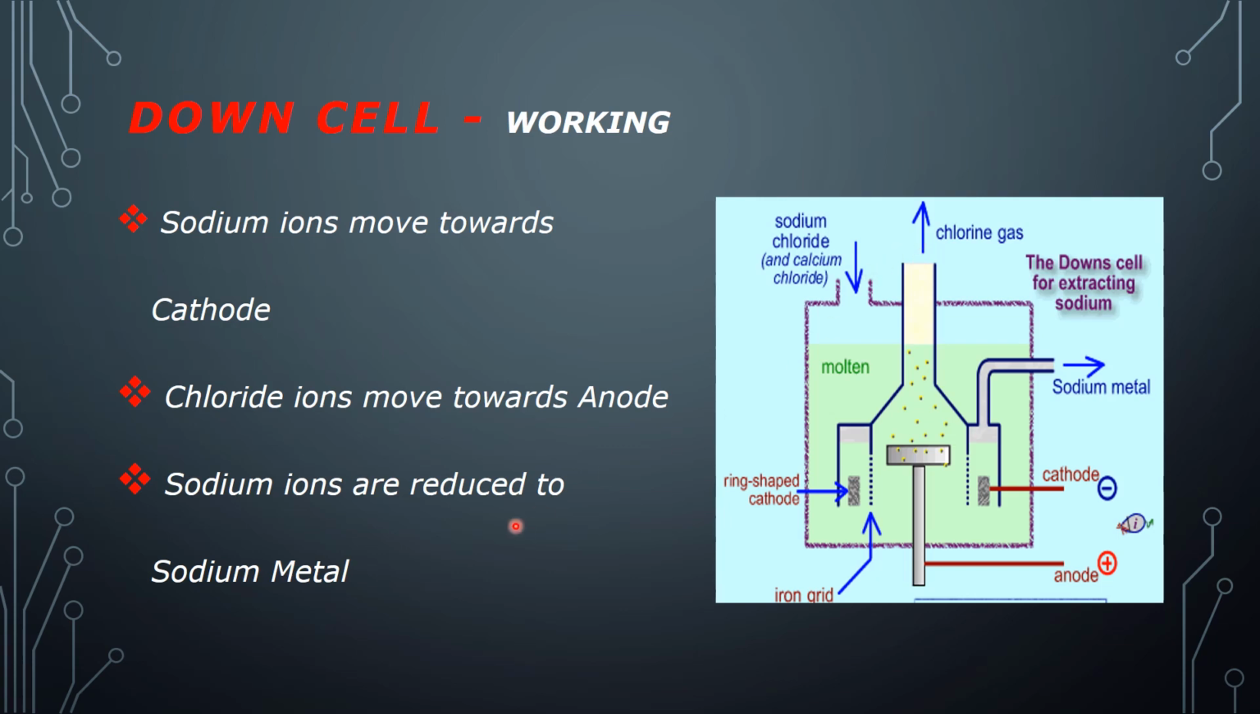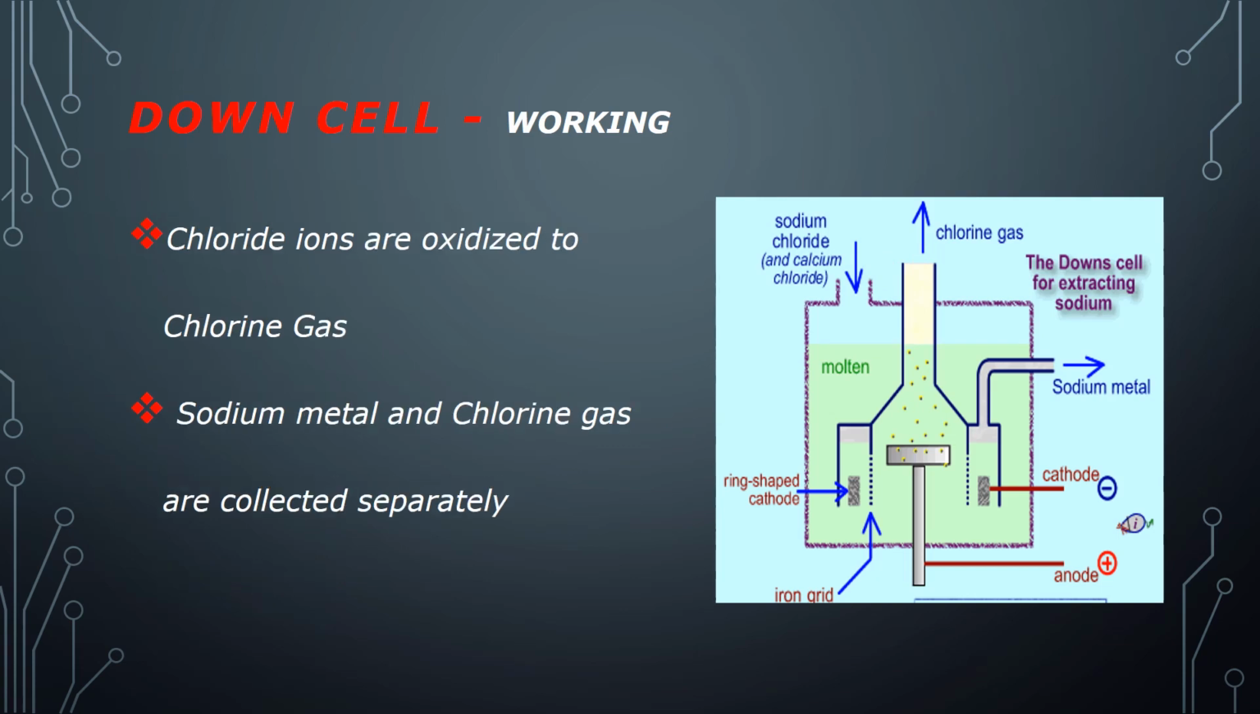So, the sodium ions are reduced to sodium metal. The chloride ions are oxidized to chlorine gas. Oxidation means loss of electron. Sodium metal and chlorine gas are collected separately. Here we are collecting sodium metal and chlorine gas is collected here.